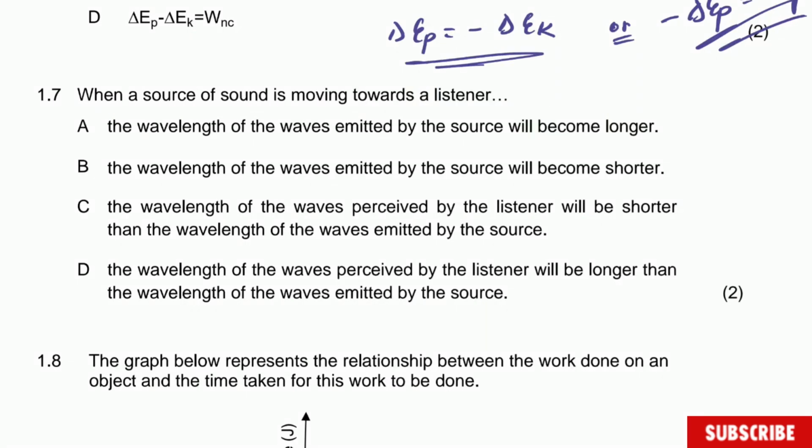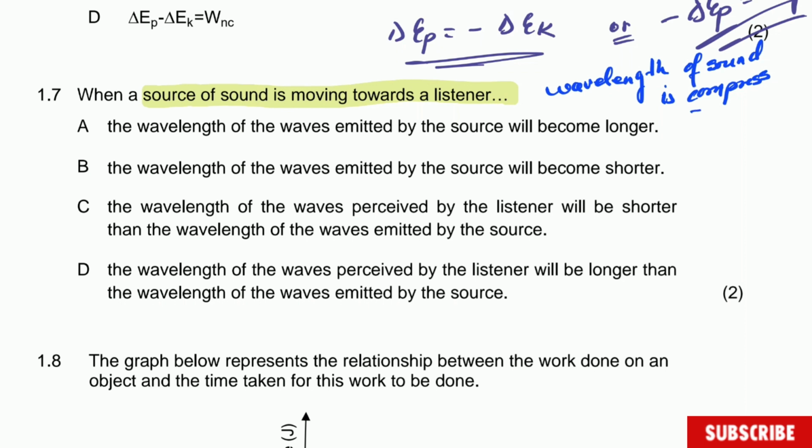Question 1.7. When a source of sound is moving towards a listener. So before we even go to the options, let's see what is happening when the source is moving towards the listener. Okay? Now, when the source is moving towards the listener, the wavelength of the sound is going to be compressed. Now, this is very, very tricky, guys. It seems very simple, but it's not just like that. The wavelength of sound is going to be compressed, but the wavelength of the sound emitted by the source is going to be the same. As he is moving, he is compressing the waves that he already produced. All right? The ones that he already produced become compressed and so on.